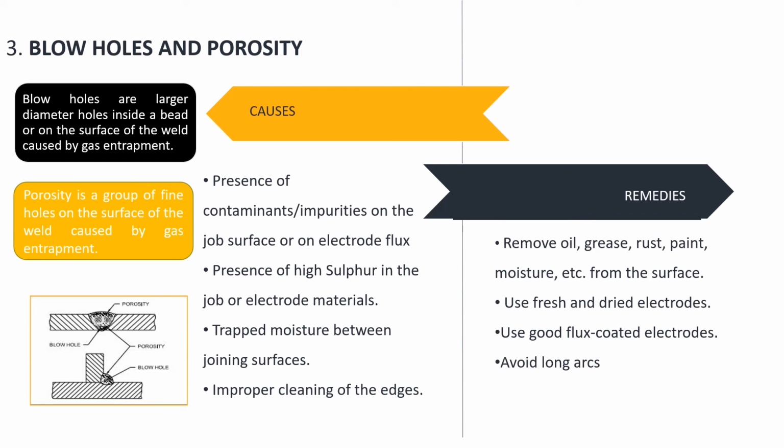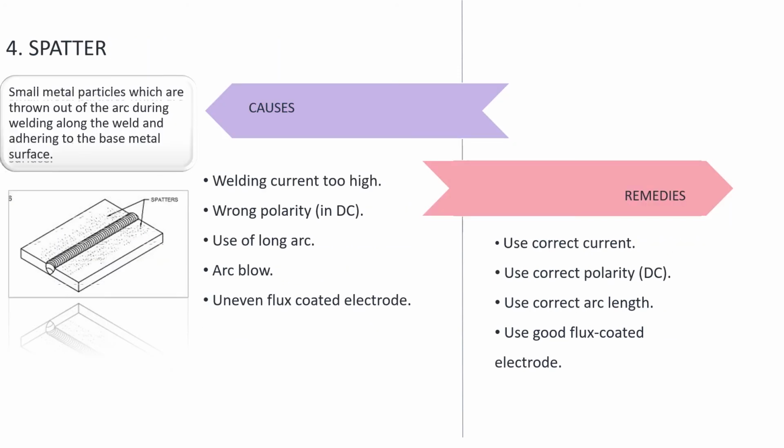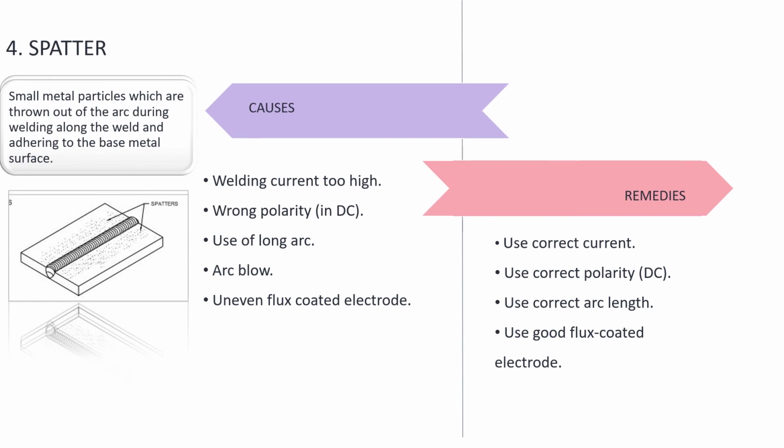Blowholes are larger diameter holes inside a bead or on the surface of the weld. Porosity is a group of fine holes on the surface of the weld caused by gas entrapment. Fourth, spatter. Small metal particles which are thrown out of the arc during welding and adhere along the weld to the base metal surface are called spatter.